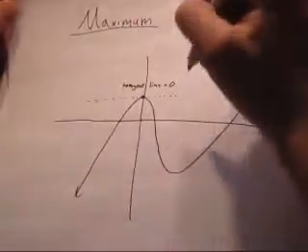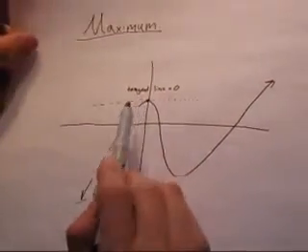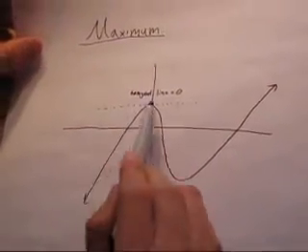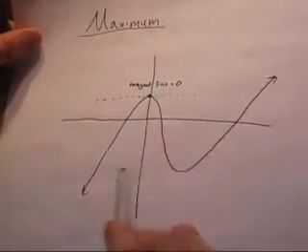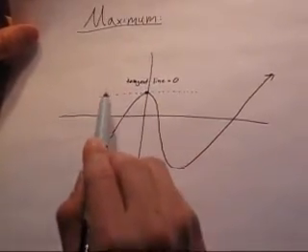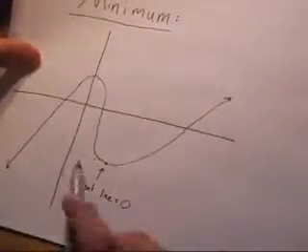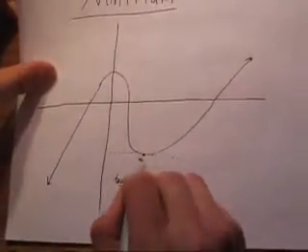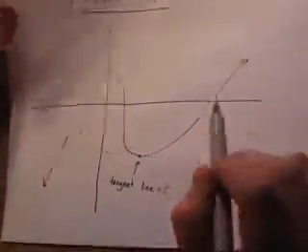So this is an example of a maximum. As you can see, it is the highest point around here. The tangent line here is 0. Now this is a minimum. The tangent line here is 0, and it's this curve right here.